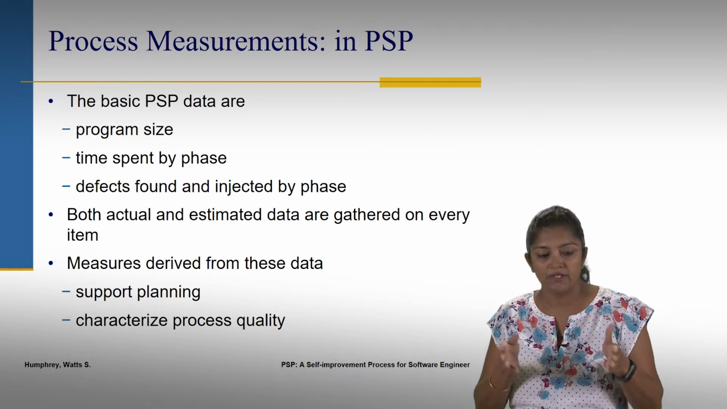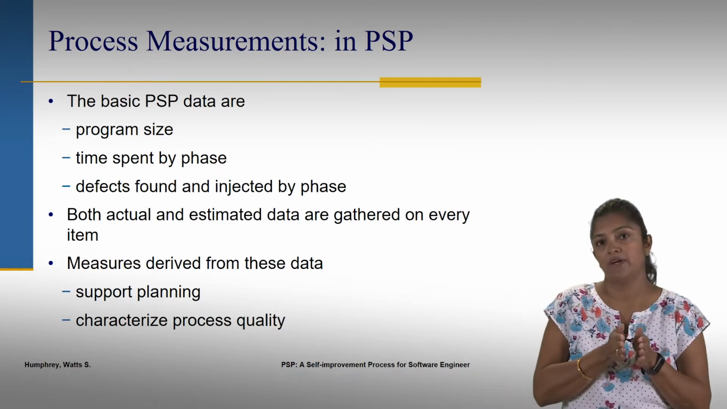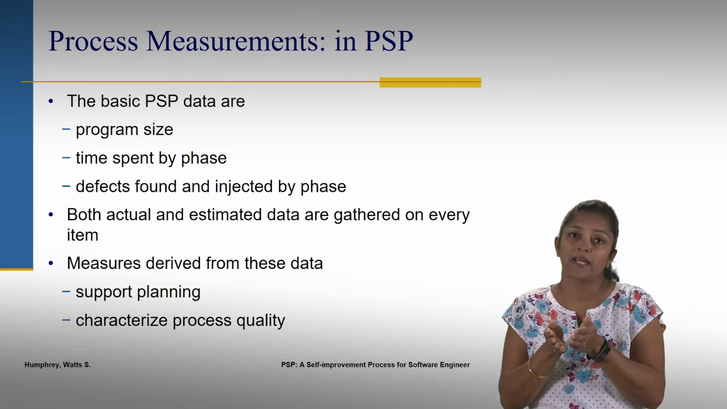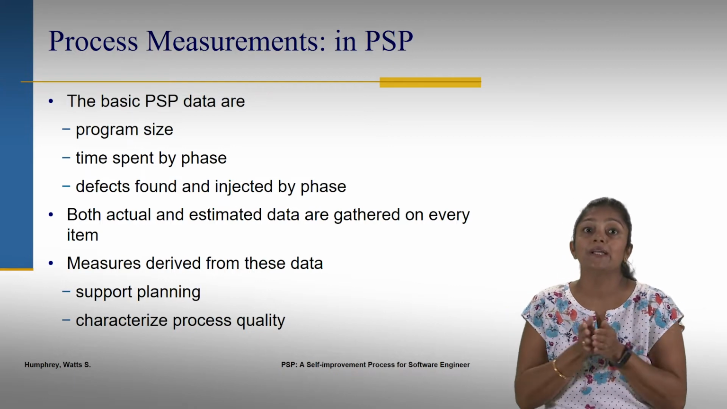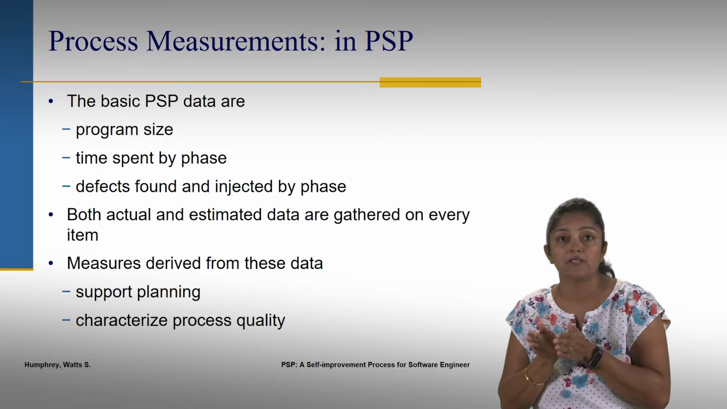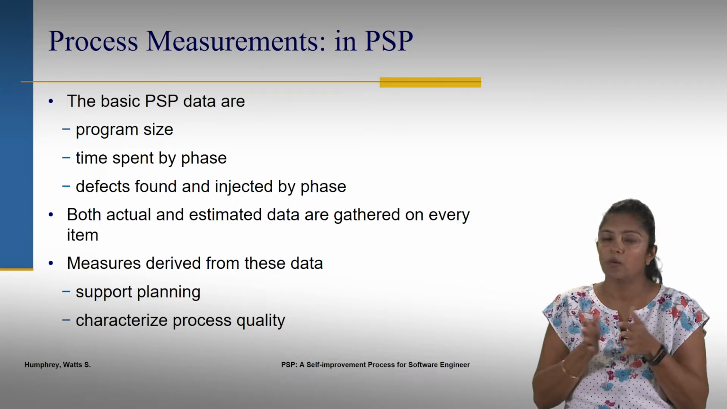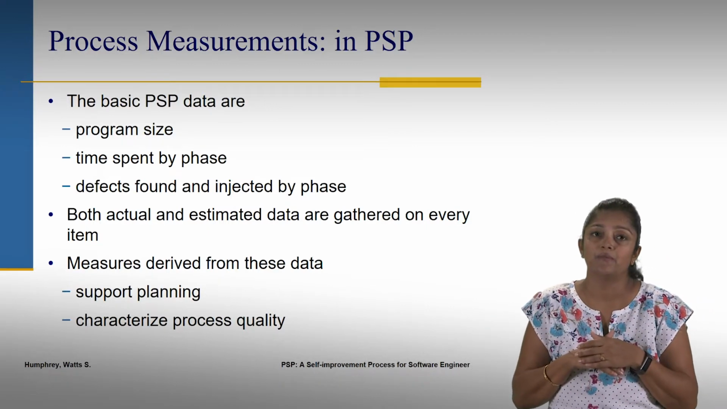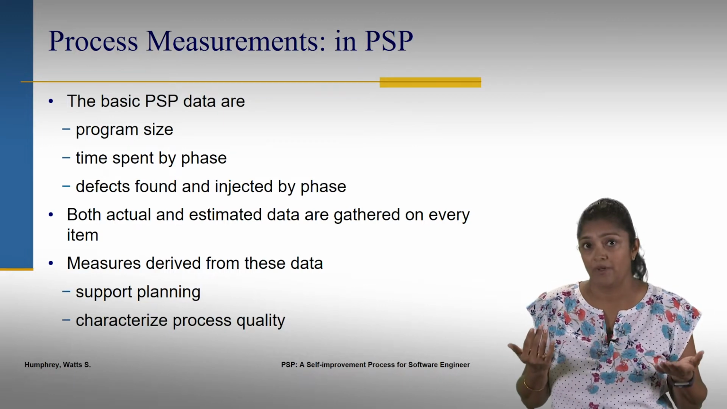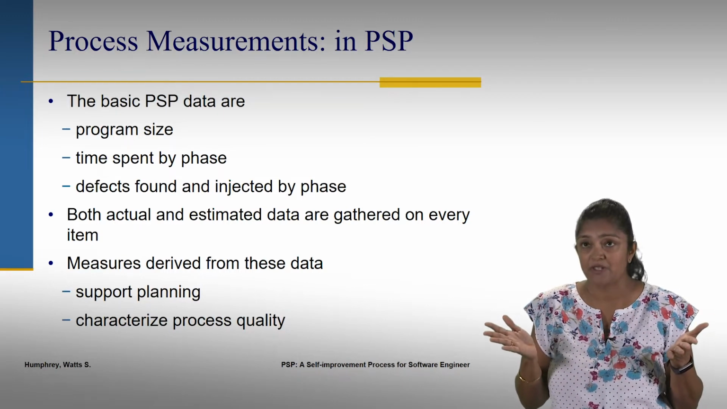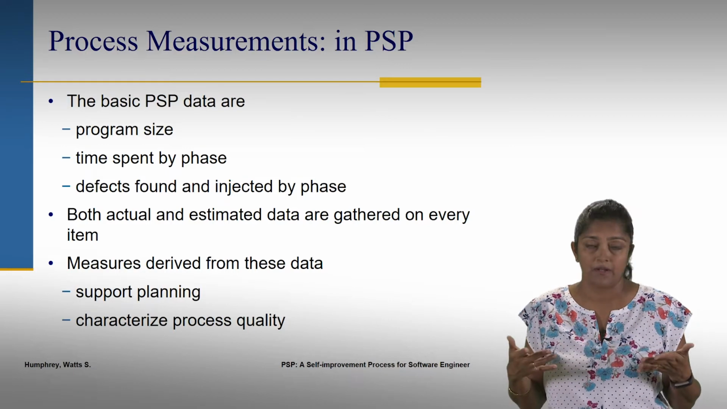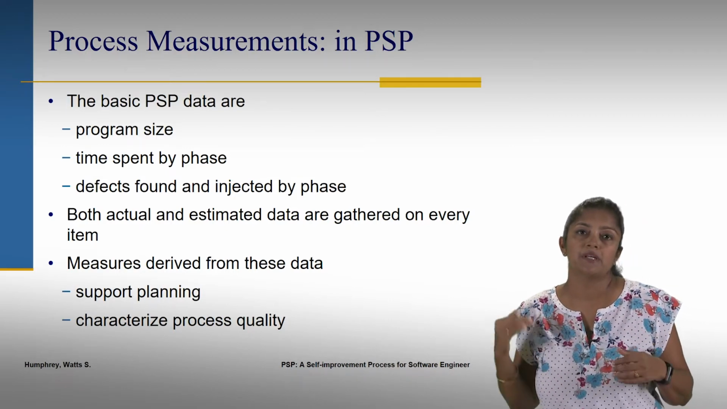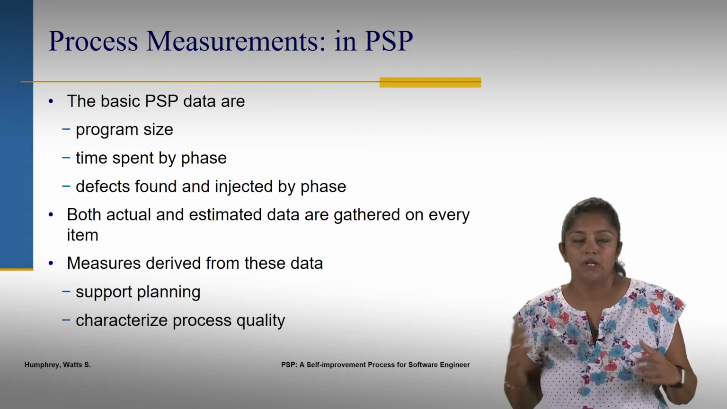And whenever there's estimation, we are estimating, and then we're also gathering the actual data so that we can compare the estimation against the actual to see how far apart we are. And it's okay if it's bad at the beginning, because we're learning from this process. But our goal should be to get our estimations as close as possible to the actual as we go through this process.